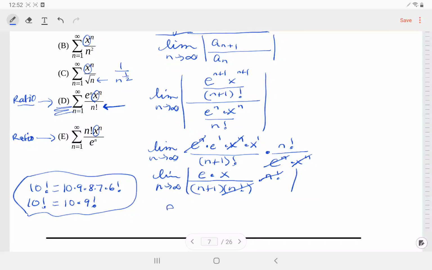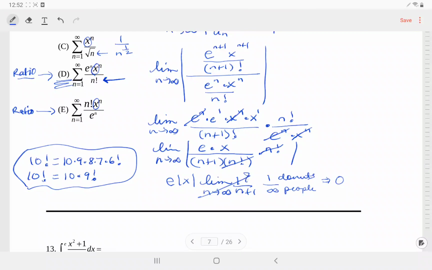Now the e I can take out, and the absolute value of x I can take out because they don't have n's in them. So they're really constants. e is actually a constant, and x is a constant with regards to n. So this is 1 over n plus 1. This is 1 donut over a billion people. Remember, with limits, we're doing donuts over people. So that would be 0. So that definitely goes to 0. So if this goes to 0, then e times 0 equals 0.